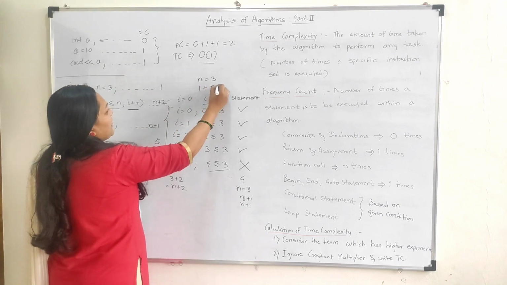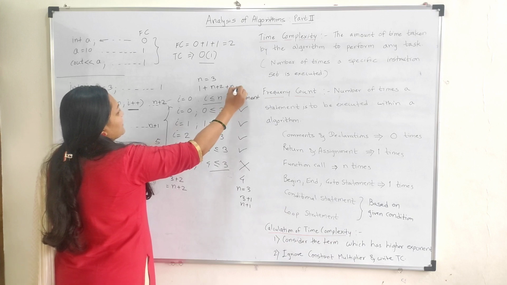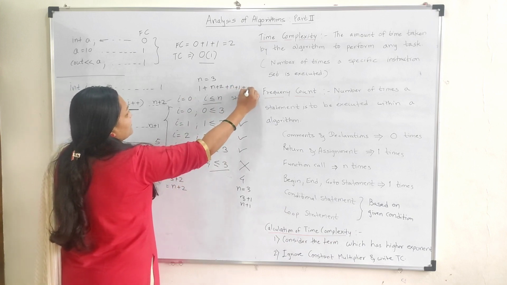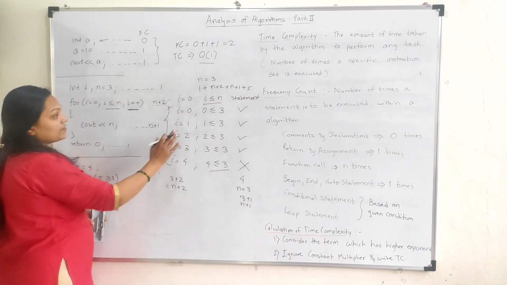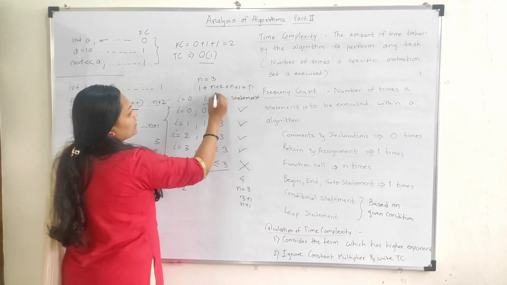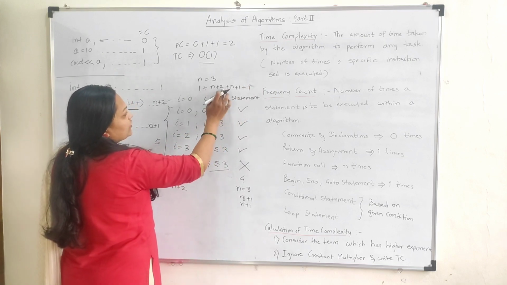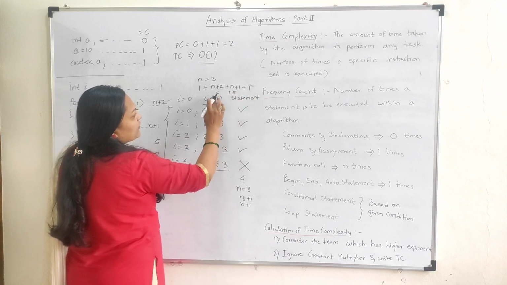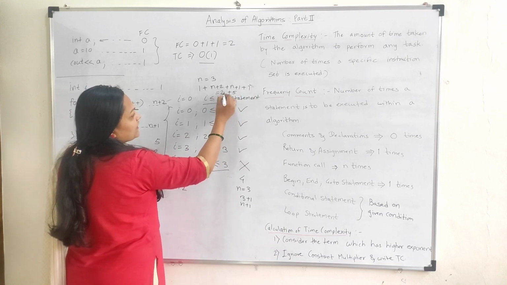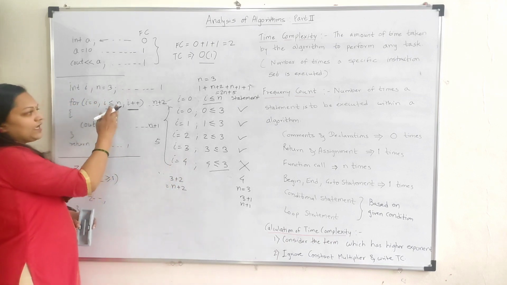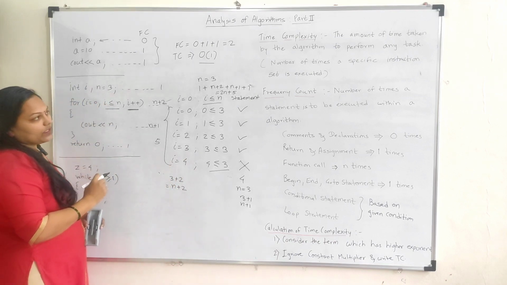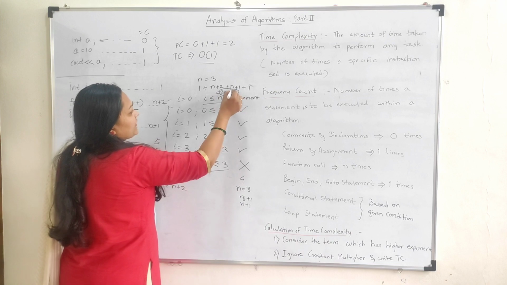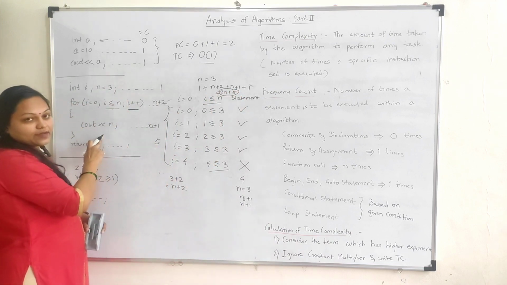So 1 plus n plus 2 plus n plus 1 plus 1. Sorry, plus 1. Okay, so what will be the total frequency count? 2 plus 1, 3, 4, 5. So this constant will be 5 and n plus n is 2n. So 2n plus 5. Okay, so this is the total frequency count for this example.